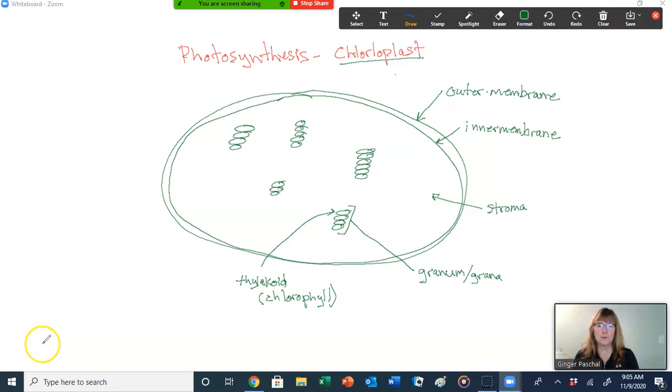And that is your structure for chloroplast. In the next video, we'll give details about photosynthesis and where it happens.